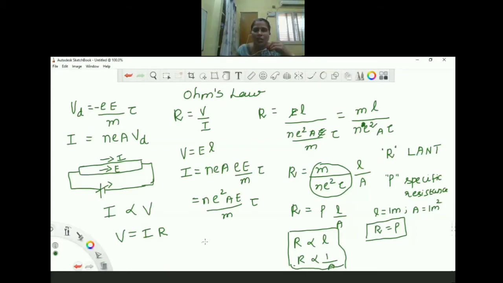And what is the unit of this specific resistance? Actually, what is the unit of resistance? The unit of resistance is ohm.